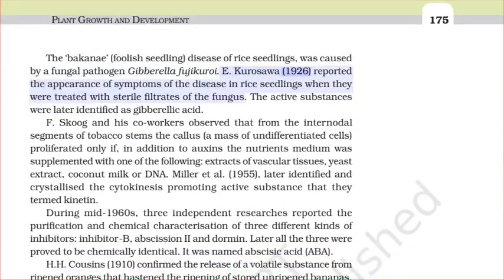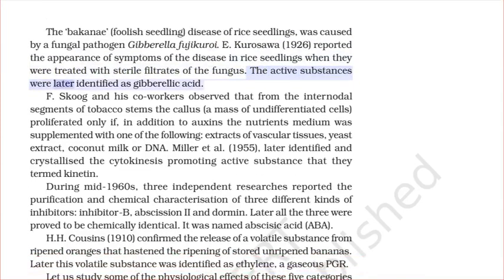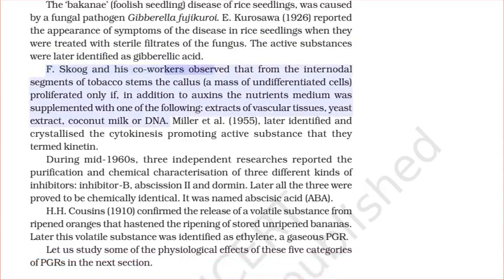Kurosawa, 1926, reported the appearance of symptoms of the disease in rice seedlings when they were treated with sterile filtrates of the fungus. The active substances were later identified as gibberellic acid. F. Skoog and his co-workers observed that from the internodal segments of tobacco stems the callus, a mass of undifferentiated cells, proliferated only if, in addition to auxins, the nutrient medium was supplemented with one of the following: extracts of vascular tissues, yeast extract, coconut milk, or DNA.